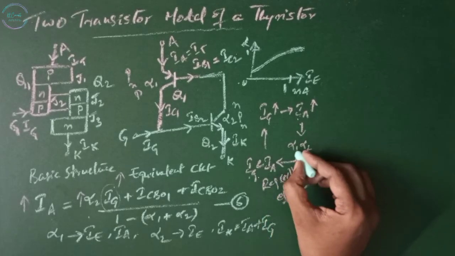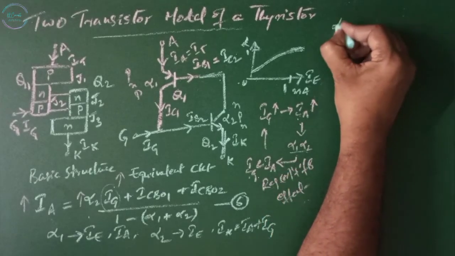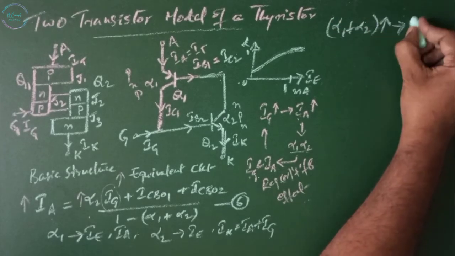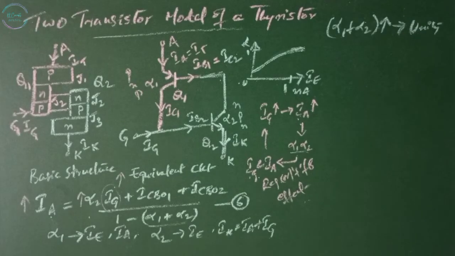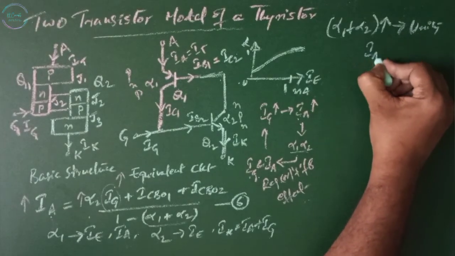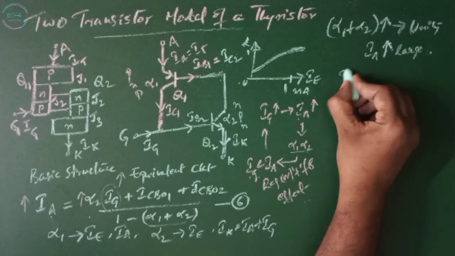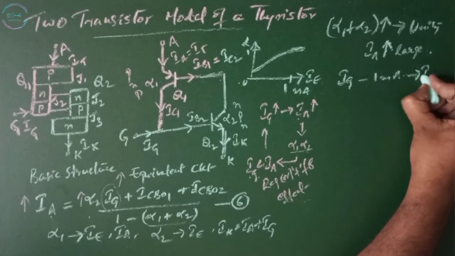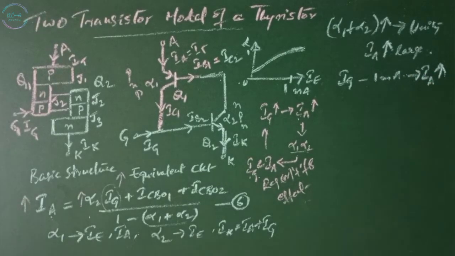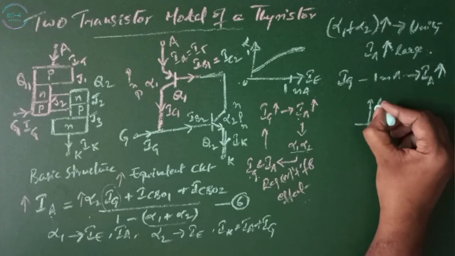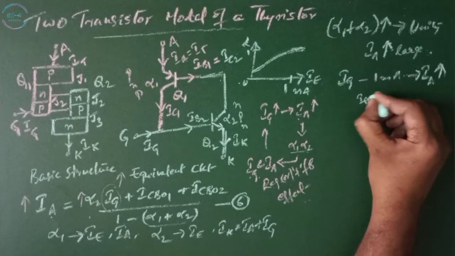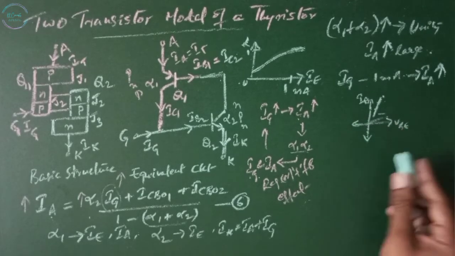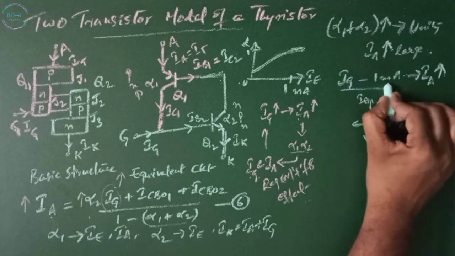As alpha 1 and alpha 2 increase, the value of alpha 1 plus alpha 2 also increases and reaches the maximum value of unity, resulting in a large value of IA. For a small value of IG of 1 milliamp, there is an anode current of large value, which we can observe in the VI characteristics. This is a large value of anode current versus VB. And this turn-on can be achieved simply by using a small gate current.